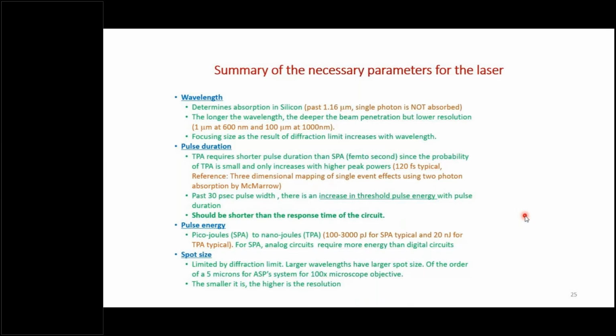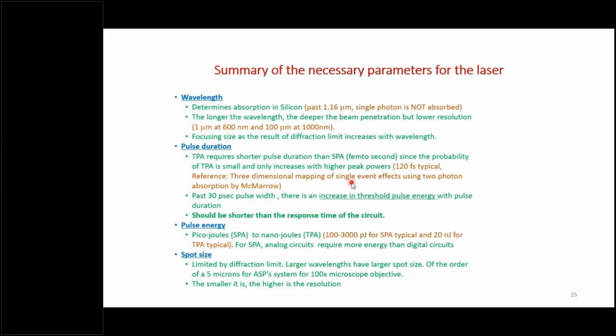So for SPA, you could be picosecond. For TPA, typically you're working with 120 femtosecond. Then we also talked about the fact that the pulse width should be shorter than the response time of the circuit. Pulse energy typically for SPA is picojoules, for TPA nanojoules.